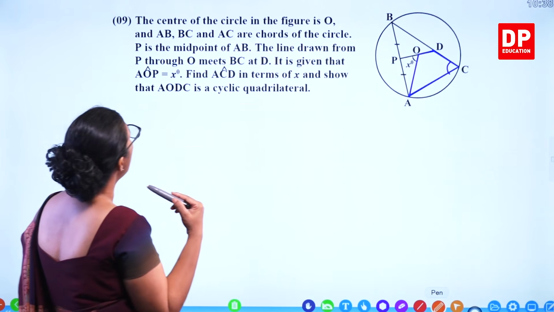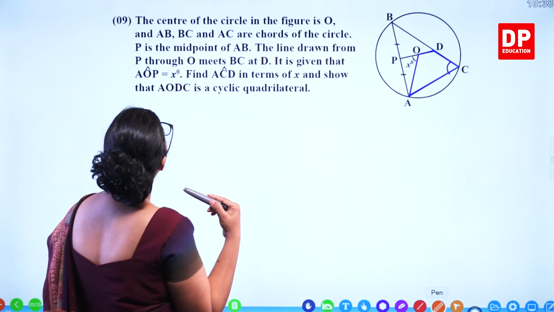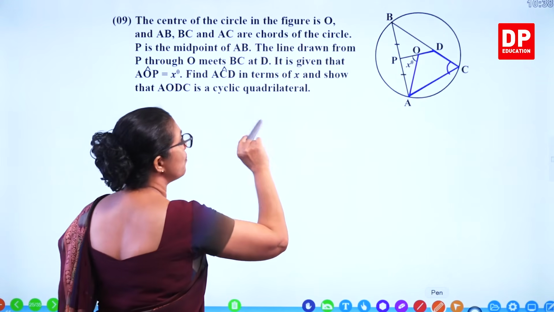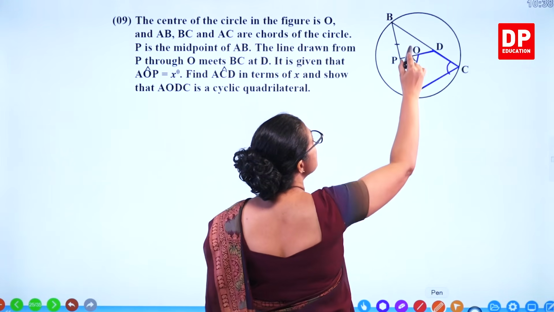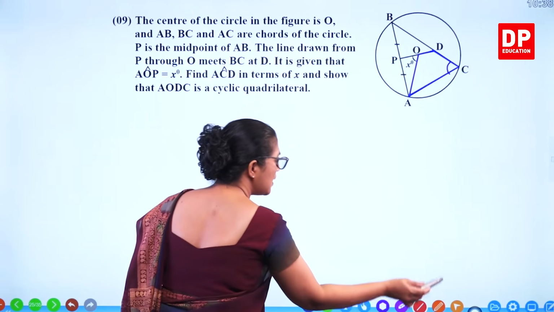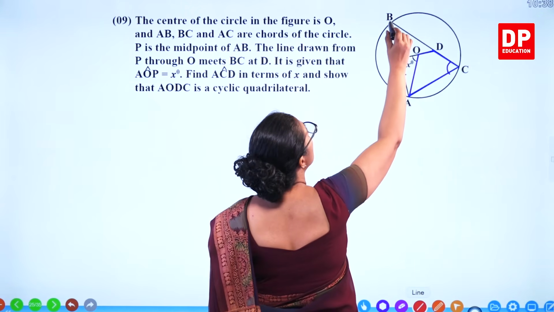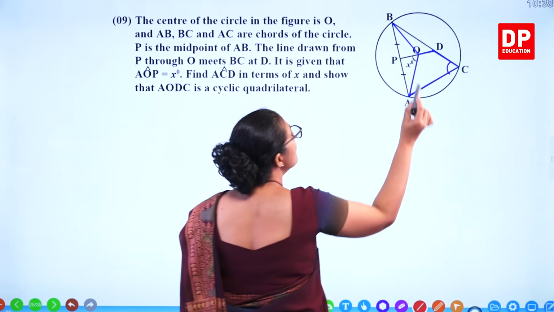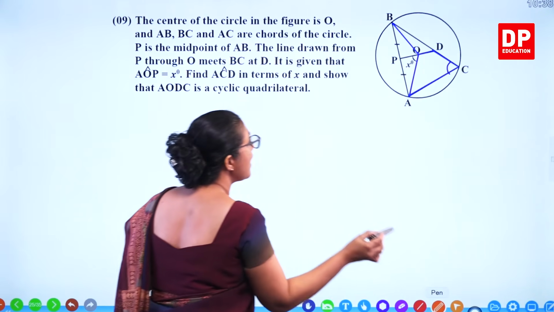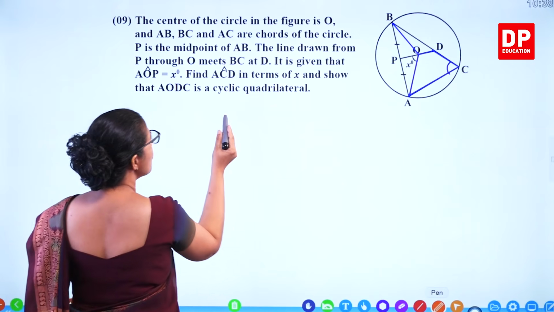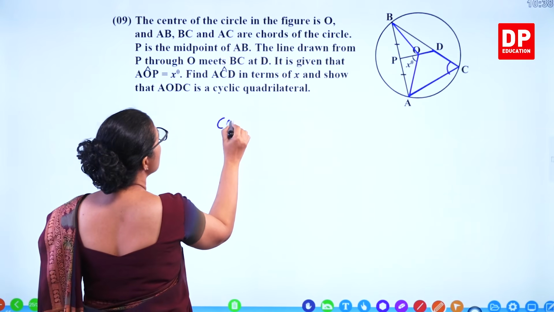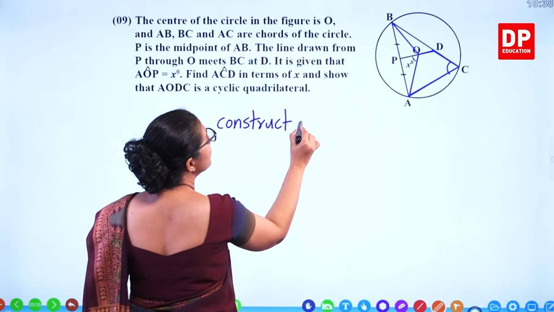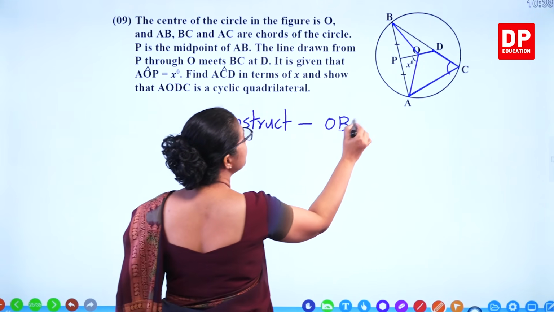The diameter is given, or rather the center of the circle in the figure is O. So this is the center. So we'll first connect O and B. We need a construction line here. So you need to construct the OB line.